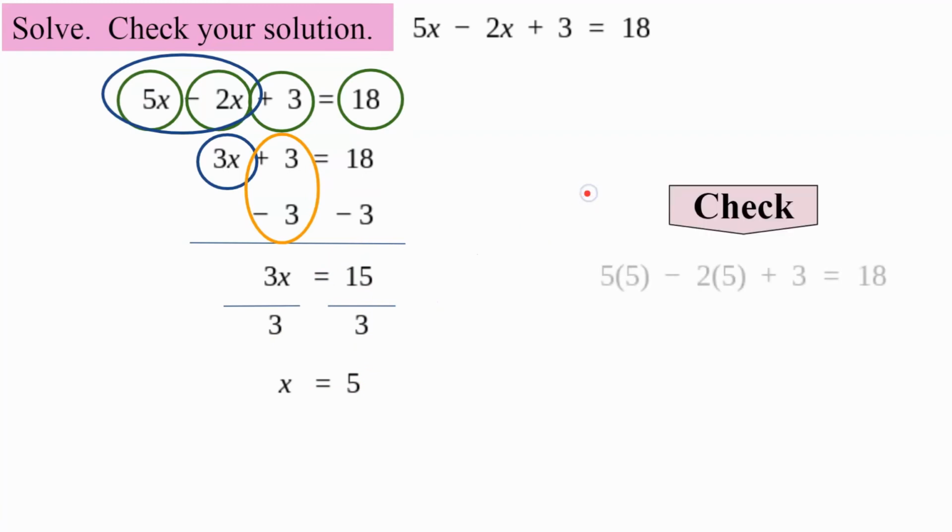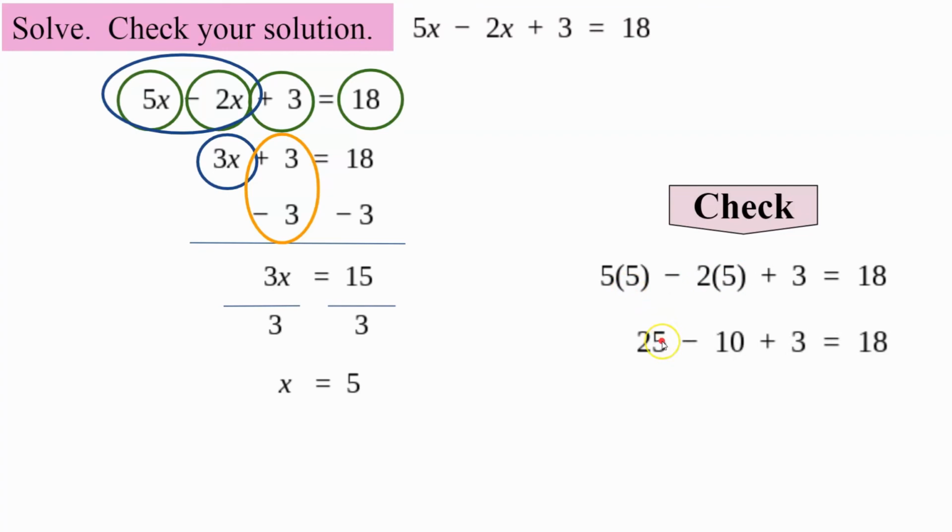Now we need to check our solution. So I'm going to go back to my original equation right here. And I'm going to replace x with what I came up with as a solution. So you can see 5x is 5. Subtract 2x, and I put 5 in. So now we just need to do the math.